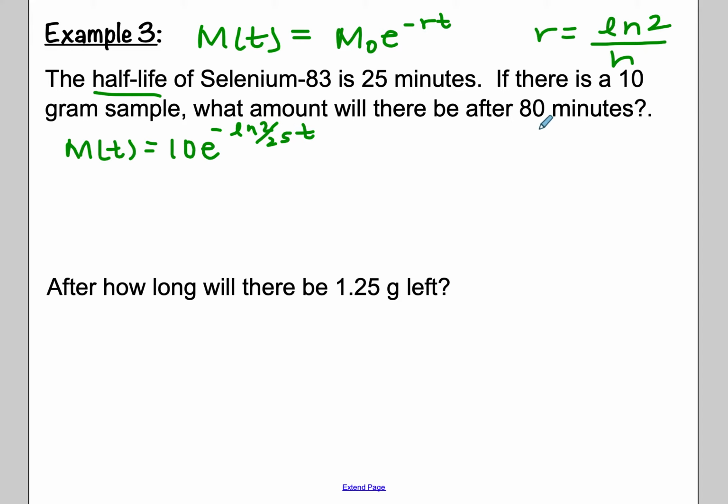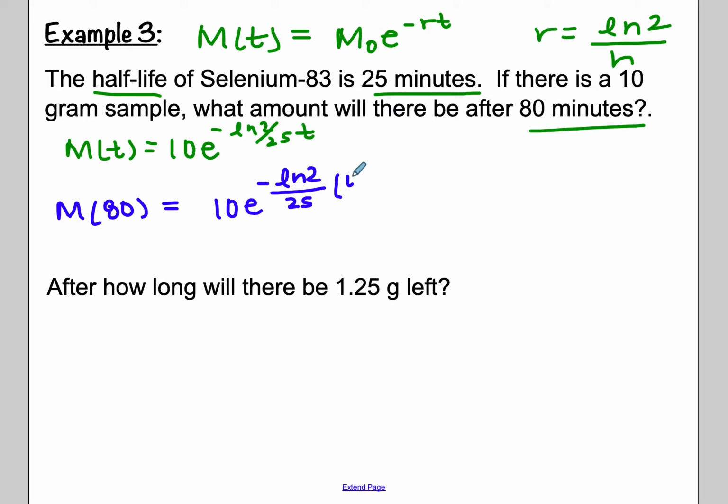Now we're going to do it for 80 minutes. Okay, just be careful, you guys, with labels. Make sure they're always the same. So these are both minutes, so that's great. So now I'm going to find m of 80. That's going to be 10e to the negative ln of 2 divided by 25 times 80. And once again, hardest part, you guys, is typing it in. So let's go ahead and do that. So we have 10.